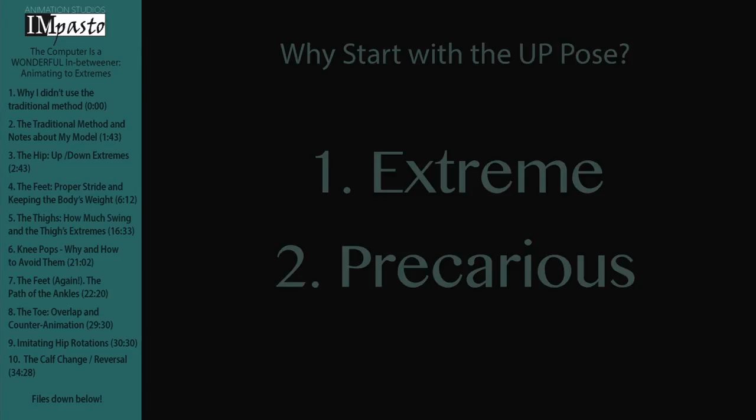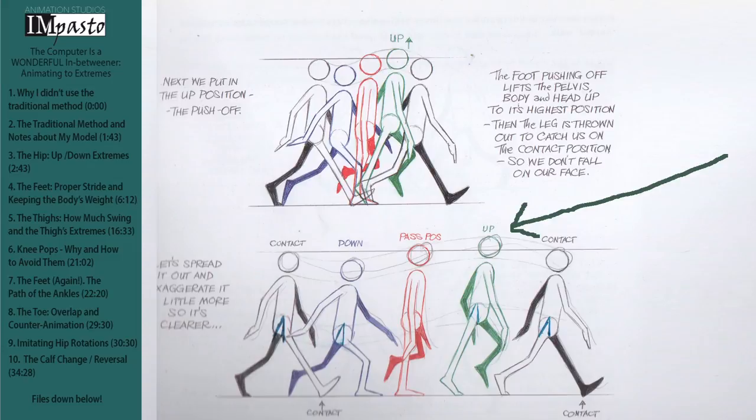I wanted to start with the up pose, firstly because it's an extreme, and secondly, because it seems to be the most precarious of the four walking positions. That is, if walking is a series of controlled falls, then that foot had better get back to contact fast or the body's going to fall. The up position is the position that most implies to me that motion must happen.